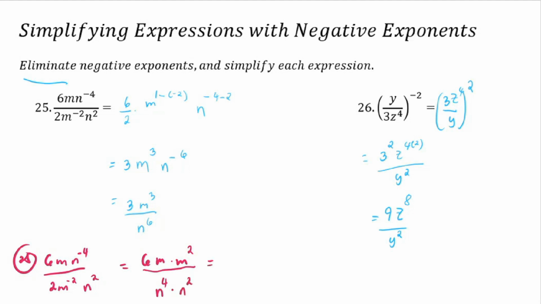So simplifying that one, I still have a numerical coefficient of 2. So we have 6 over 2 is 3. And then m times m squared is m cubed. And then n to the fourth power times n squared, we have n to the power of 6. As you can see, the answers are just the same. So it's up to you now, which solution do you like best? But the answer is just the same.